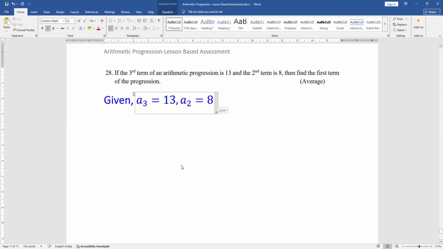Now what we need to find out? We need to find out the first term of the arithmetic progression, correct?